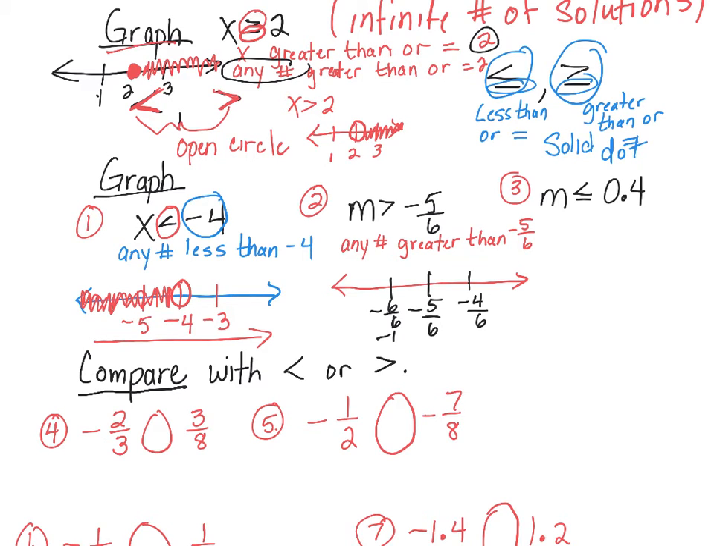Open circle. And I want to shade all numbers greater than that. Which way on the number line is greater, Berkeley? So we shade everything to the right.